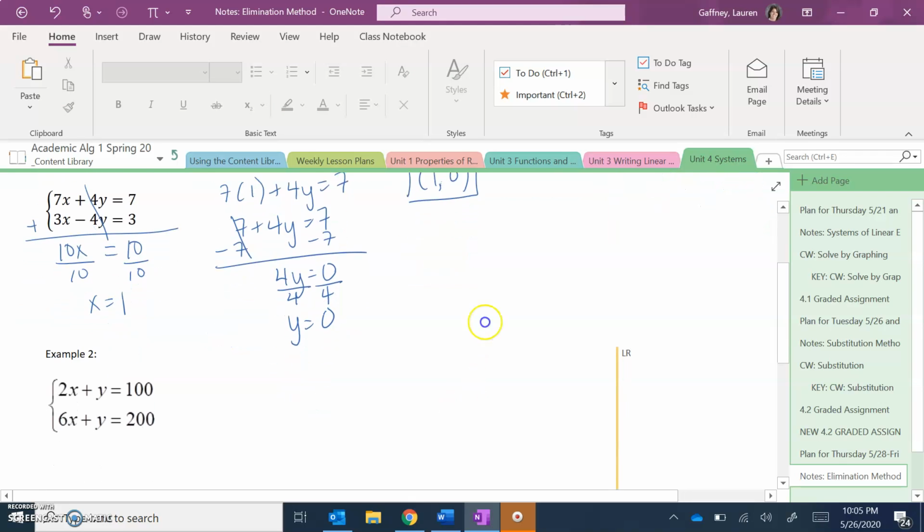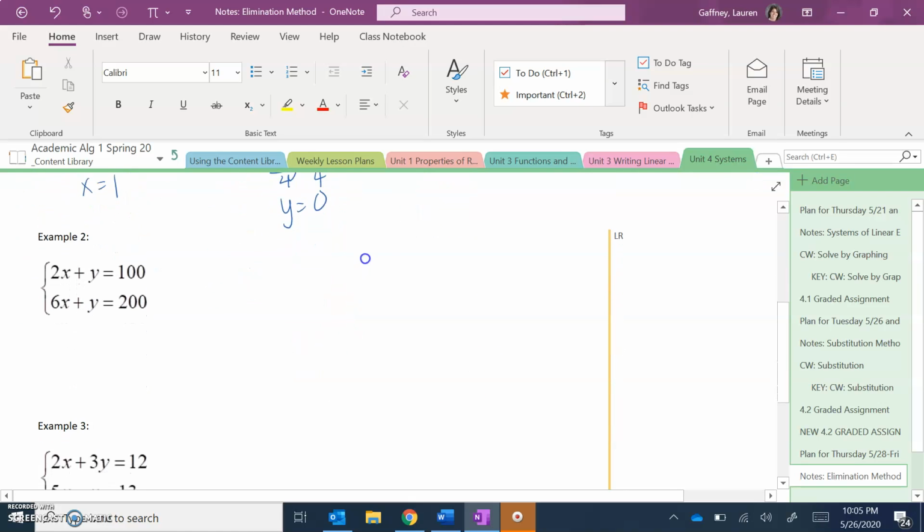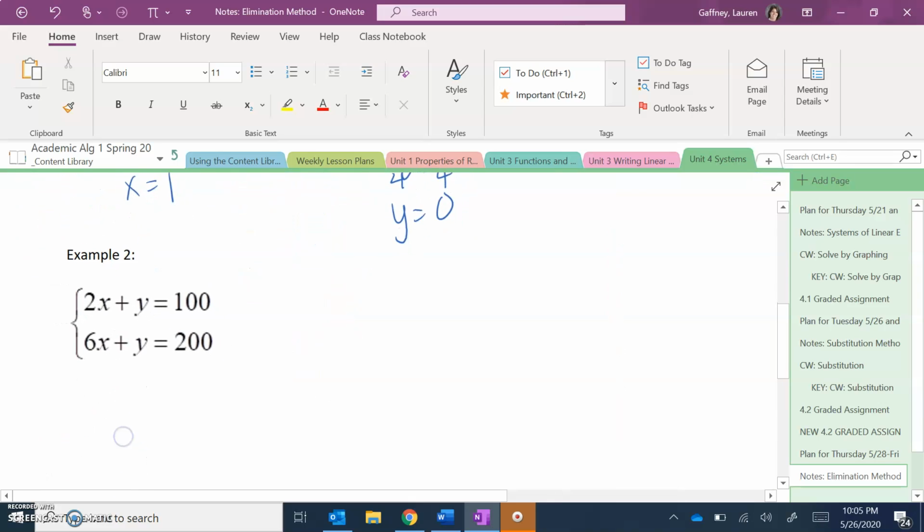Okay? Let's try another one. That one worked out really nice because you had two values that canceled out or eliminated immediately. That's not always going to happen. So look here, nothing cancels out immediately. It's not like I have a positive 2x and a negative 2x. But we can easily get these y's to eliminate if only one of them were negative.